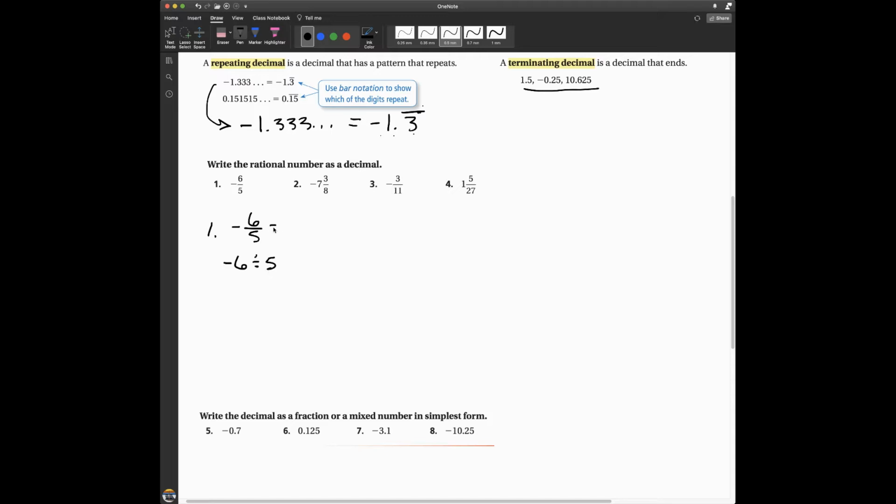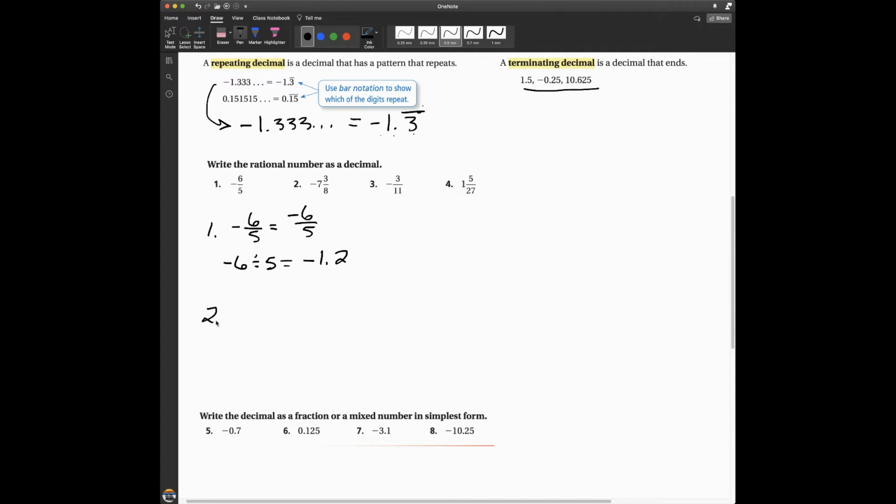All I do is in my calculator, I will type in negative 6 divided by 5. Why can I do that? Because this fraction is the same as negative 6 divided by 5. So you just put that in your calculator. I turn it on, I type in negative 6 divided by 5, and I get an answer of negative 1.2, or negative 1 2/10. All right. So that's how you do number 1.